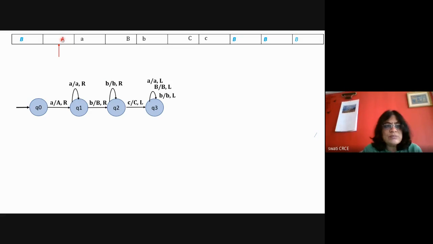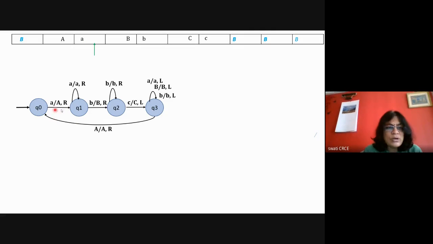So if it is getting a small a, that means it has to now start again doing the same operation which we started in Q0. So it will go back to Q0. That a will remain a, and it's going to write, and now it is in the state Q0. So it has to repeat the process. Now in Q0, it is getting small a.